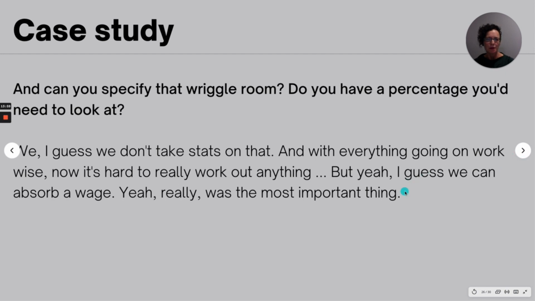Can you specify what you mean by wriggle room? Do you have a percentage you'd need to look at? I guess we don't take stats on that, and with everything going on work-wise now, it's really hard to work anything out. But I guess we can absorb a wage. Yeah, really, that was the most important thing.